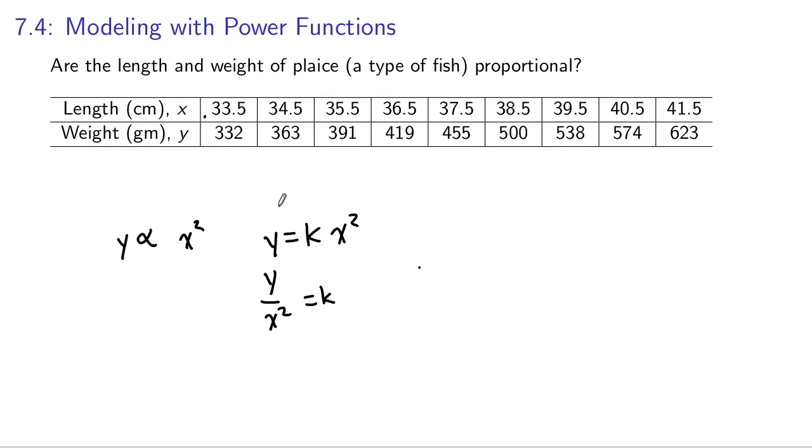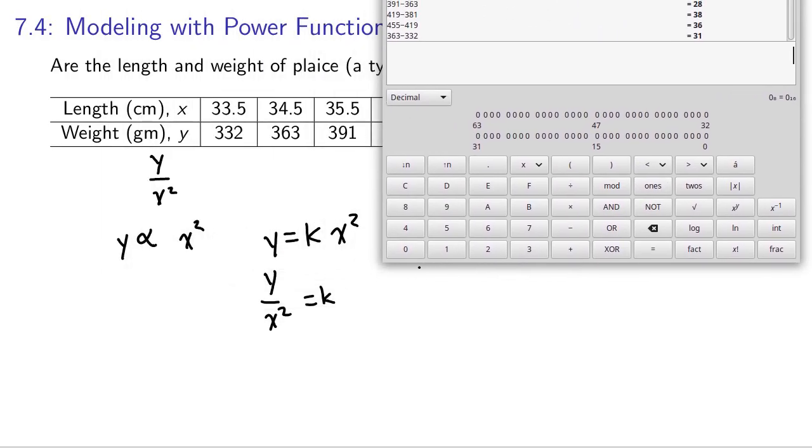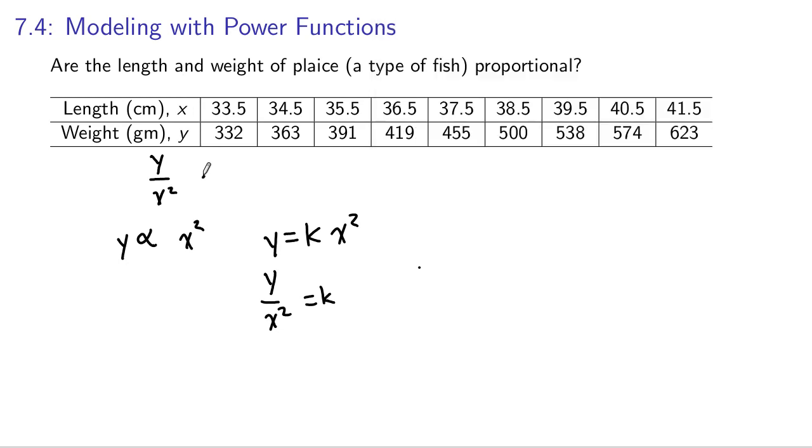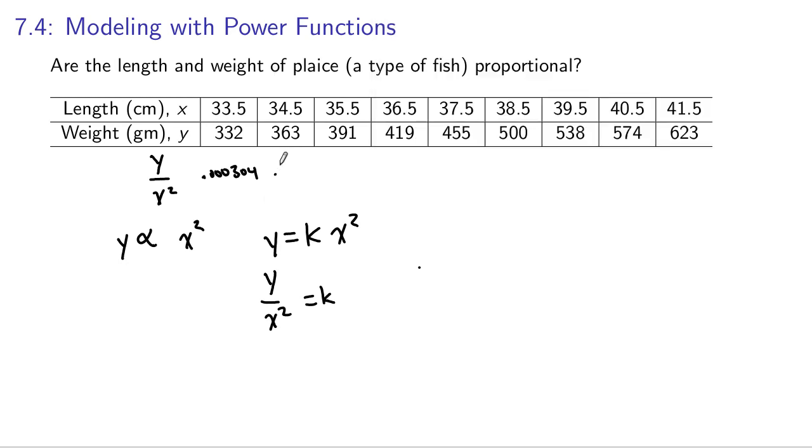So let's erase this for a minute. Let's think about y over x squared. Using a calculator, 33.5 divided by 332 squared is 0.000304. Let's do it for the next one. 34.5 over 363 squared is 0.000261. So it's not the same. It's changing. So that doesn't look like a good hypothesis.